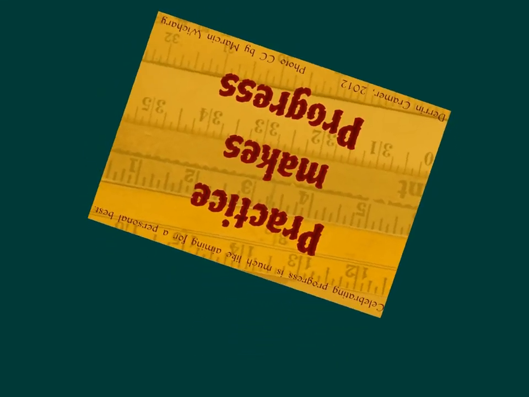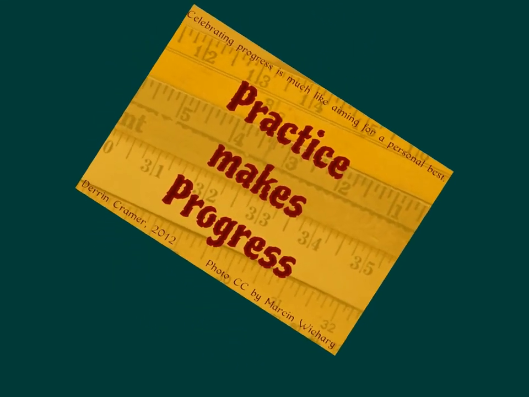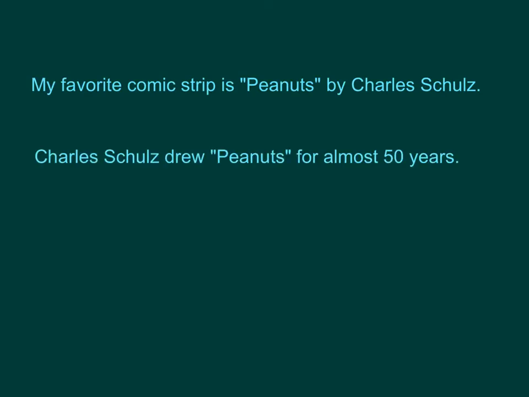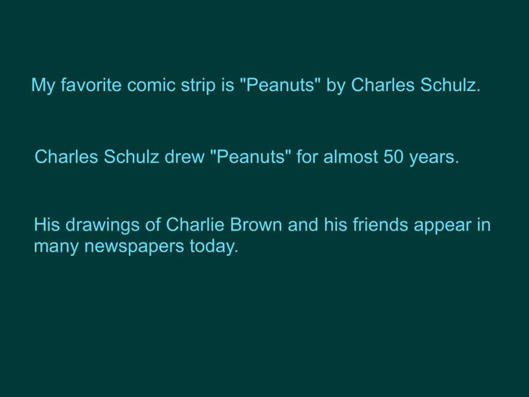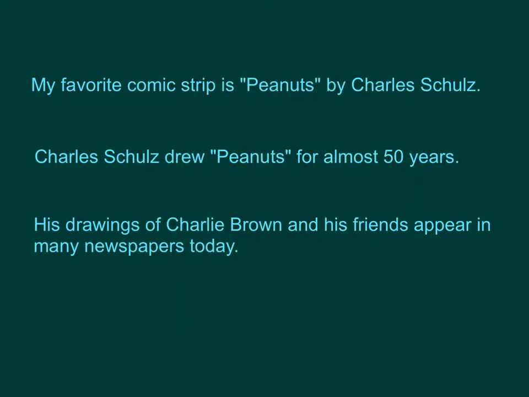You don't need to write these down, but do try to determine the complete subject and complete predicate in these examples. My favorite comic strip is Peanuts by Charles Schulz. Charles Schulz drew Peanuts for almost 50 years. His drawings of Charlie Brown and his friends appear in many newspapers today. Pause the video and determine what is the verb, the complete predicate, and the complete subject. Hint: use your notes.